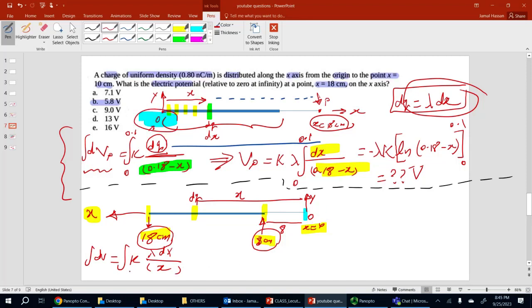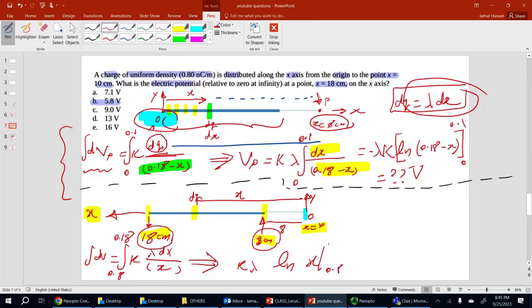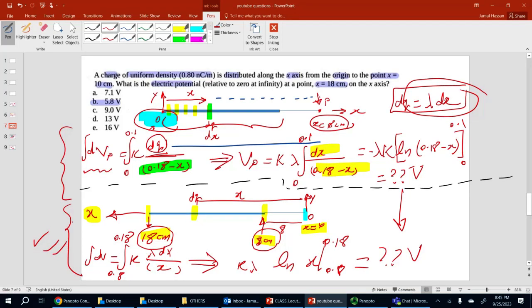But the limit of the integral is between 8 and 18. So if you do this integral, k lambda is going to be equal to ln x, from 8 to 18, and actually the same answer as before. So it's the same answer as before. I don't know about you, but for me this is easier than thinking about something minus something else. I hope this solution makes sense and it's clear.